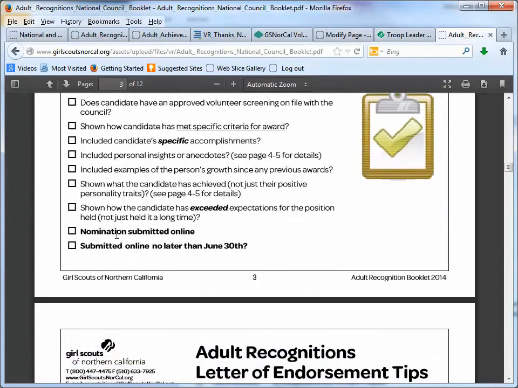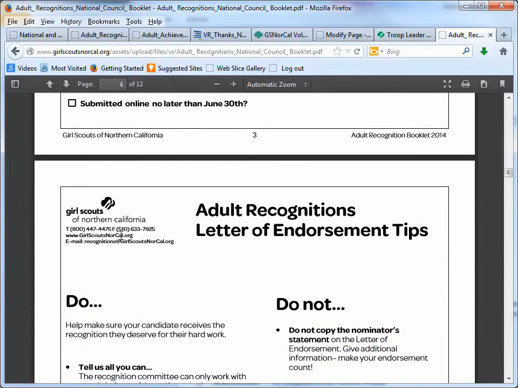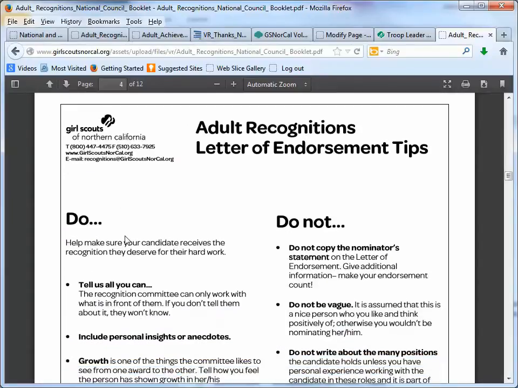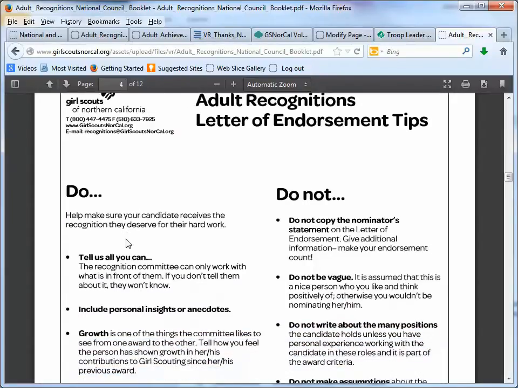Then on page 4, if you're the person writing the letter of endorsement, there are do's and don'ts. We strongly recommend that if you are a nominator, that you refer the person who will write the letter of endorsement to this page so that they know how to write a strong letter of endorsement.